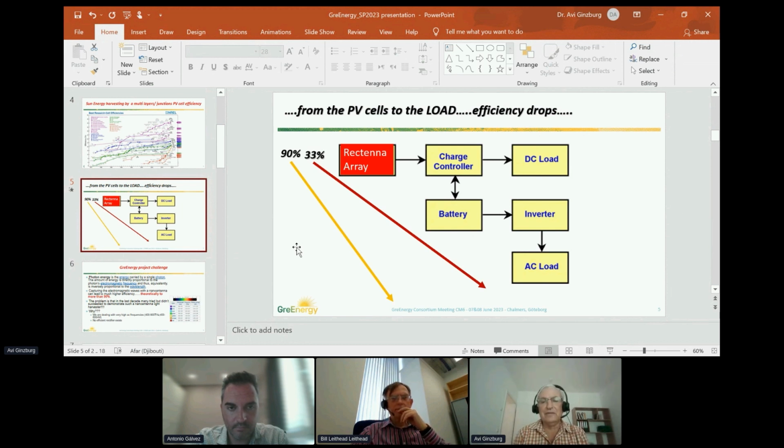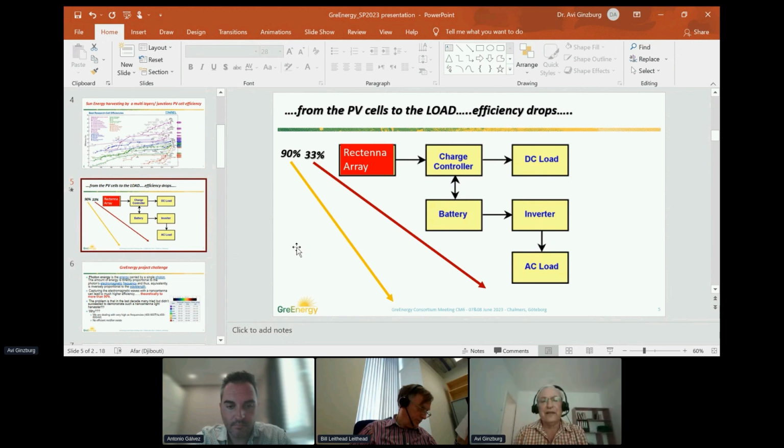But as we all know, when you start with 33% and you run it down to the load, you can end up even less than 14% or 20%. So you have to start high. What we were looking for is to start high with a rectenna array.